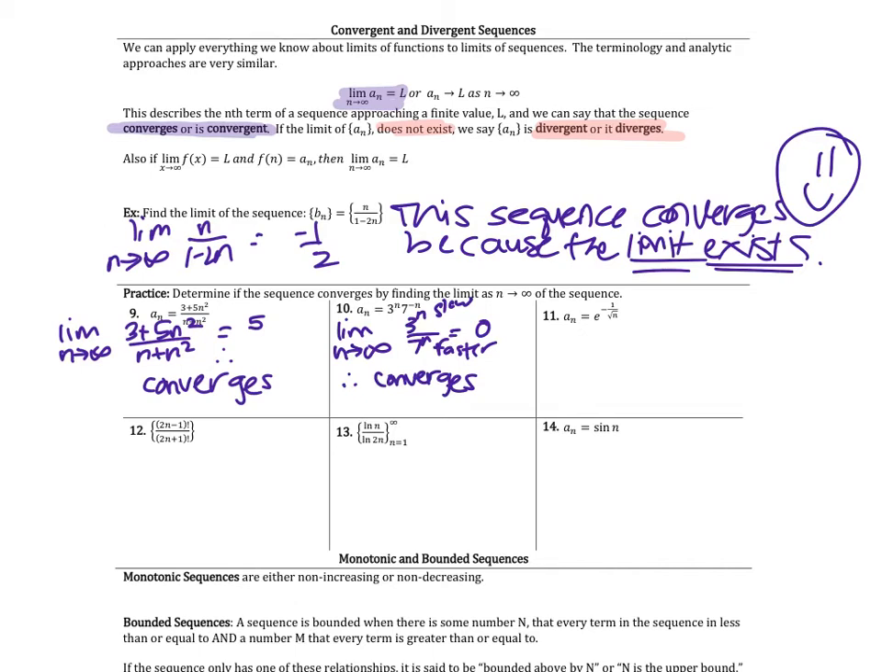Why don't you go ahead and pause the video and work on 11 through 14. And if you get stuck, just skip one and then unpause the video and we can work through them together.